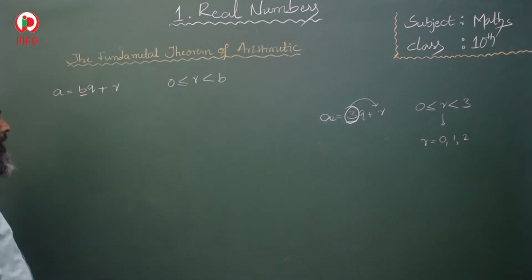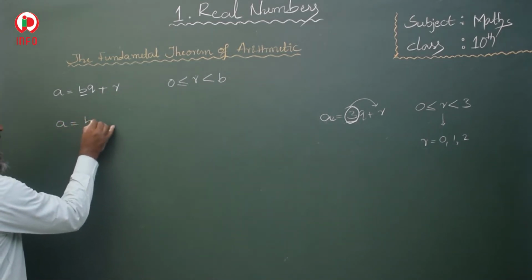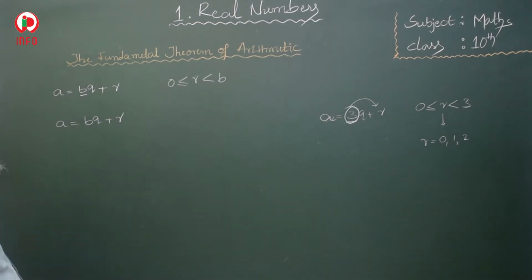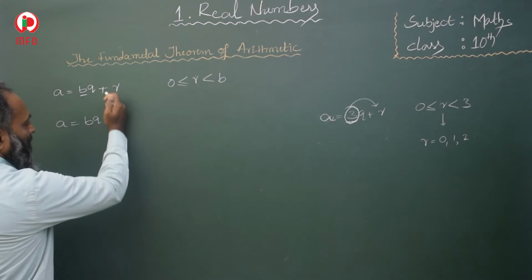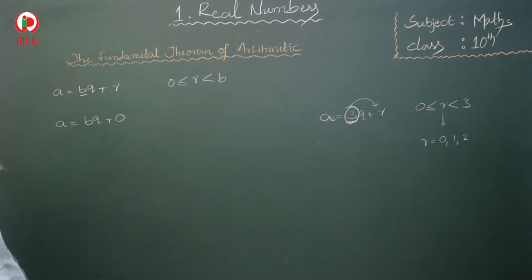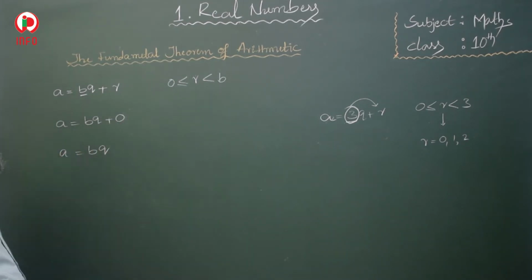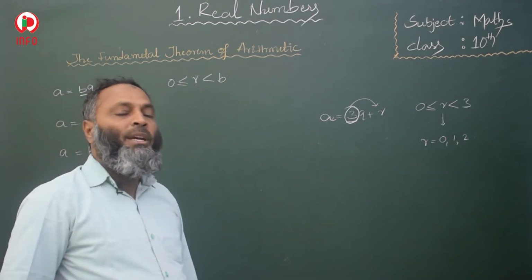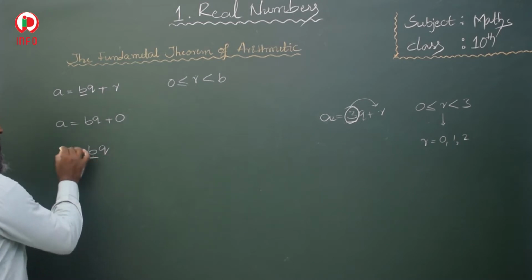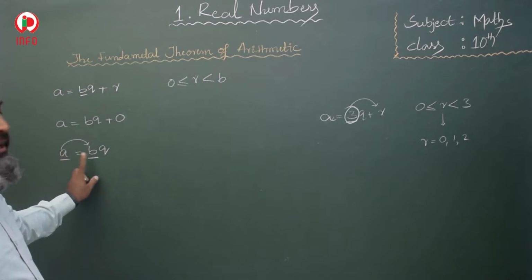If suppose the remainder is 0, then what will it be? a is equal to bq plus r, and r is 0. If the remainder is 0, then a is equal to bq plus 0, so a is equal to bq. That is the statement. Then what about the relation between a and b? The relation is that b is a factor of a.